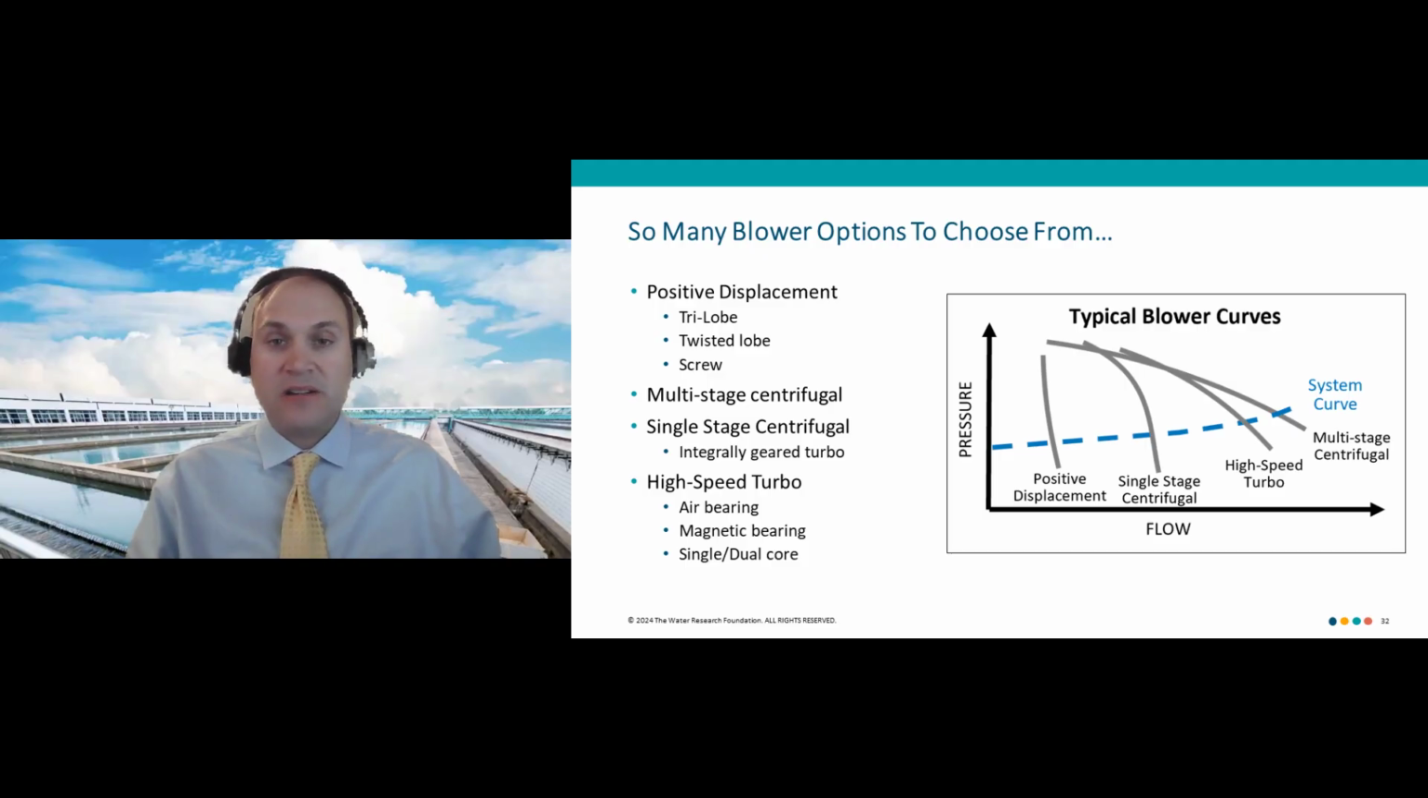There are different types of bearings available, whether it's air bearing or magnetic bearing, and you can also get high-speed turbos in a single core or a dual core configuration. All those different types are going to respond differently to the needs of low DO operation. So over my next portion of this presentation, we're going to go through what we really want to be looking for in our blowers to help you better choose which technology might make the most sense for your particular application.